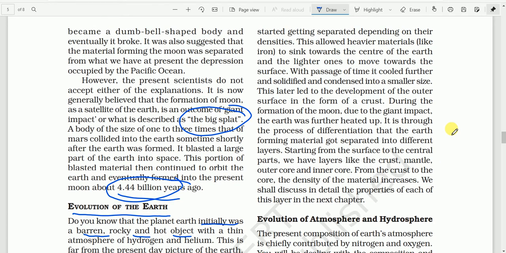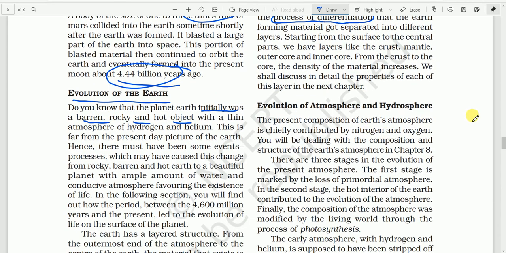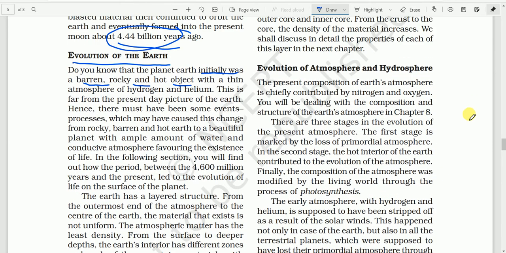I think you'll find it here in your text. The process of differentiation. Are you clear? Any question, boys and girls?